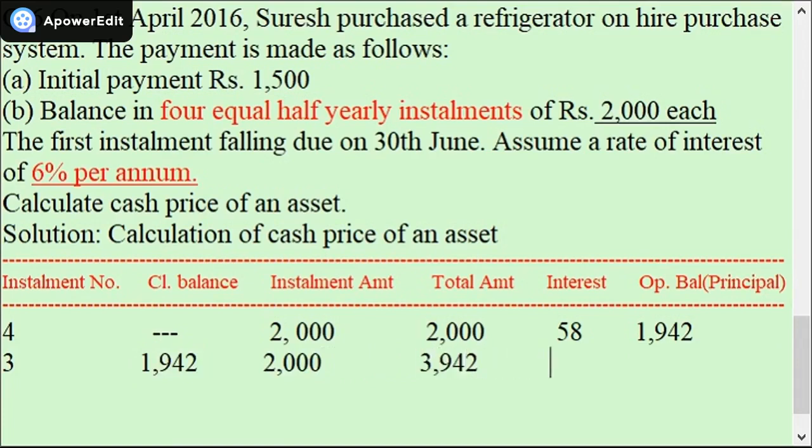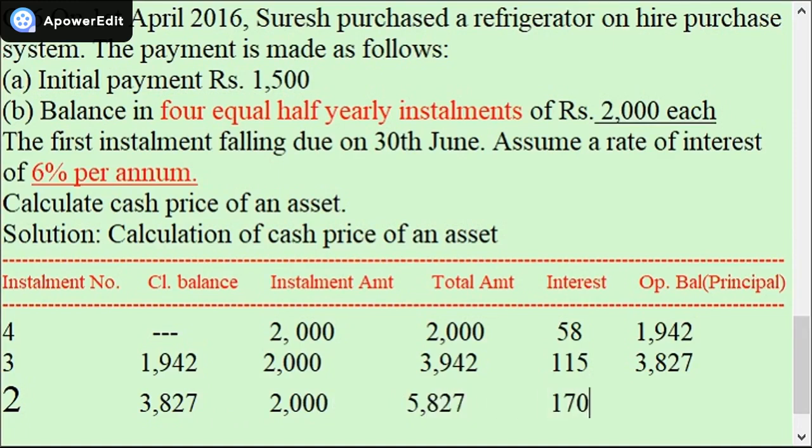And the third installment closing balance is 1,942, installment payment of 2,000, total 3,942, in which 3% interest is included, that is 115, and your opening balance is 3,827. This will be the closing balance for second installment. And this second installment is again 2,000, total amount 5,827, in which 3% interest is included, that comes to 170, and the opening balance is 5,657.